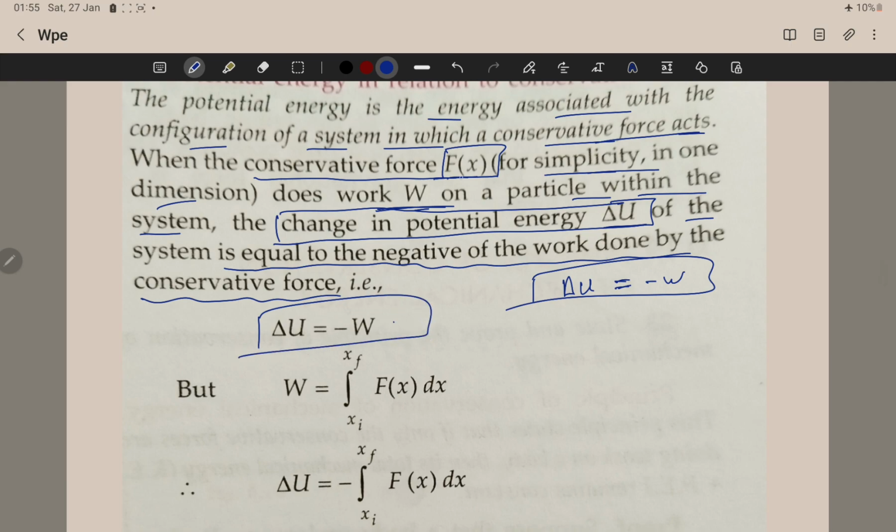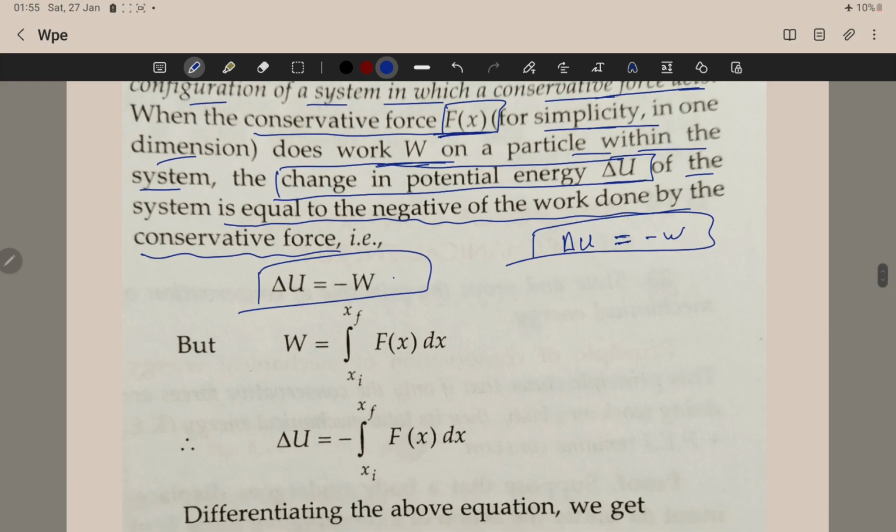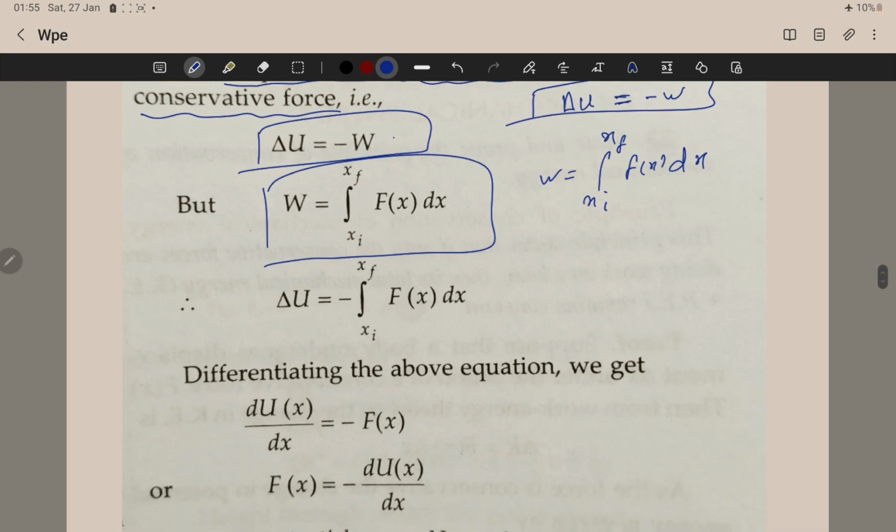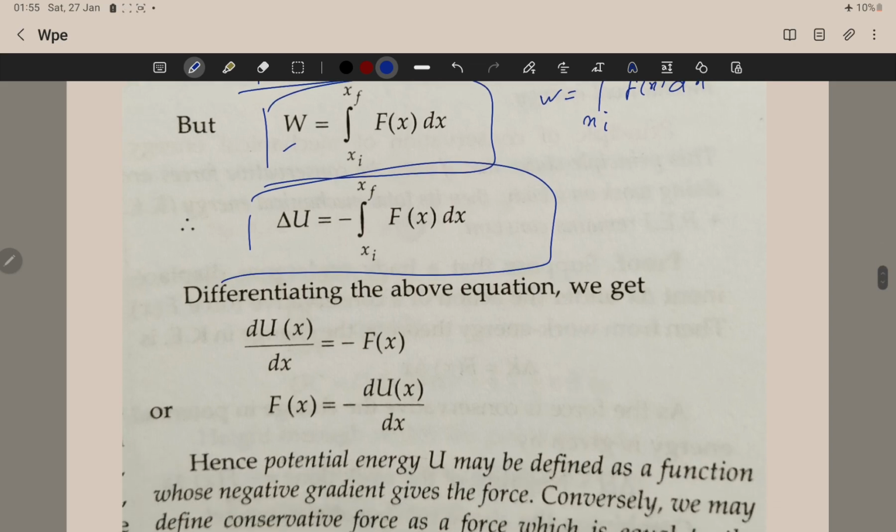We know that if the force is variable, this is the formula to find the work. We have to do the integration from the initial point x initial to the final point x final of F(x) dx. So this becomes our formula: delta U is equal to minus the integration of F(x) dx, where we put this value in place of the work W.